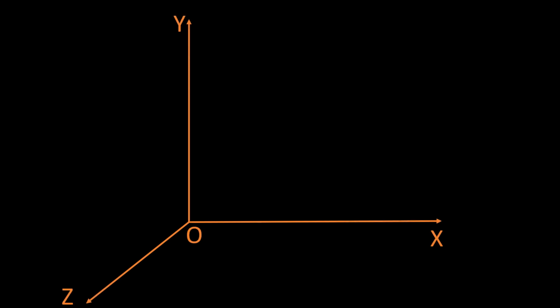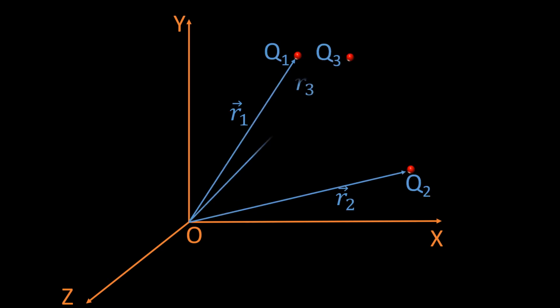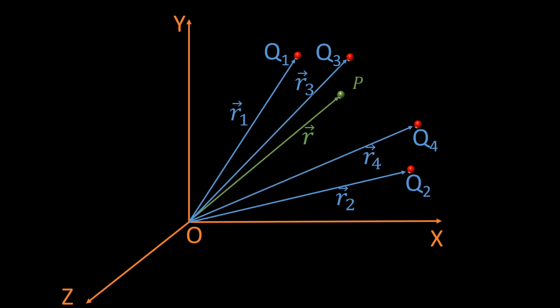Consider a coordinate system with O as origin and x, y, z axes as shown here, and let there be charge q1 at position vector r1, q2 at r2, q3 at r3, and let there be a point P at position vector r. Point P is the point where we want to find the electrostatic potential. So how do we find it? Very simple. First you find the potential at point P due to charge q1, we'll call it V1. Then find V2, the potential at point P due to the second charge, then V3 and V4.